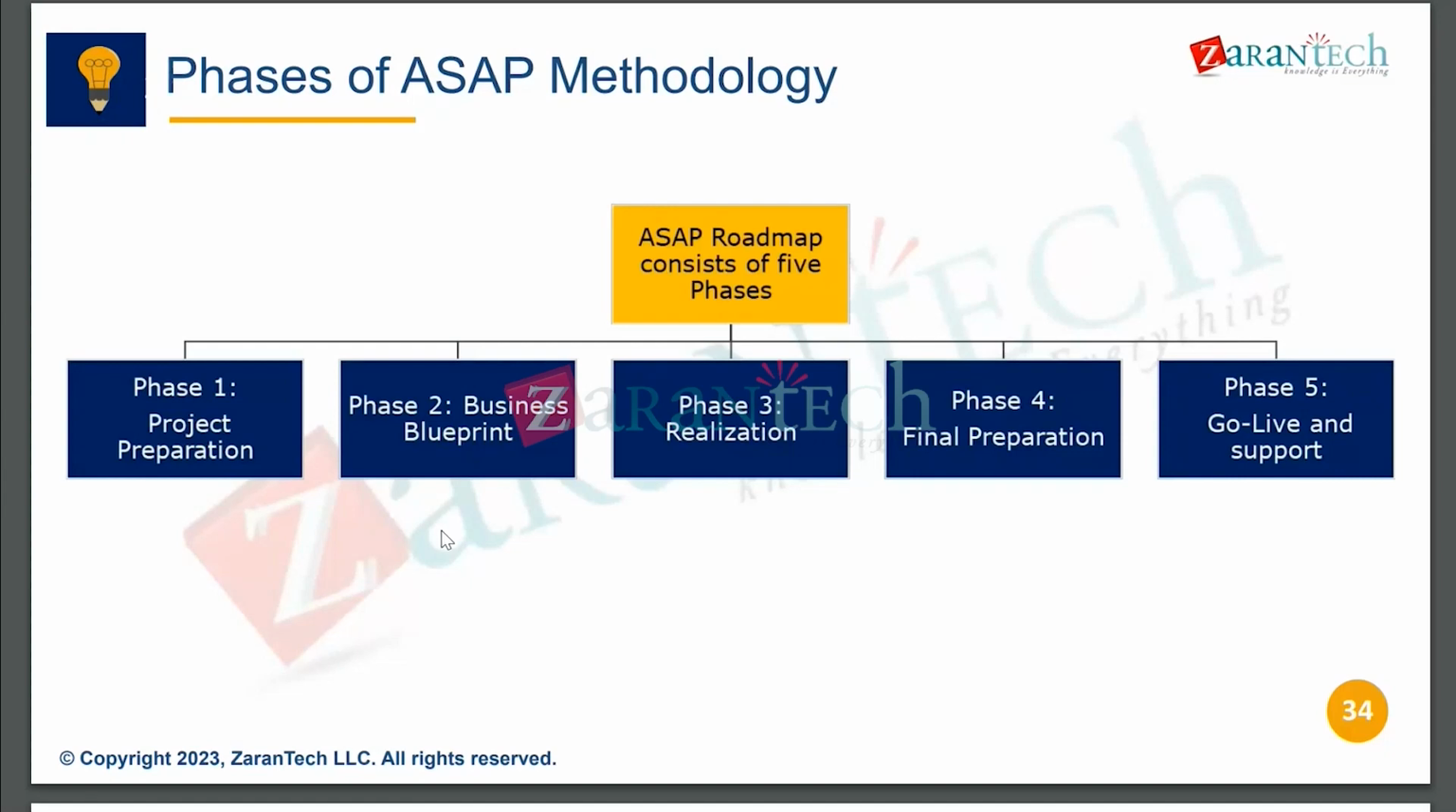So whatever the business blueprint is there, if any changes are happening, at least in the realization phase we can consider. If it is the final preparation, all the requirements will be frozen and we are ready for go live. So whatever the master data, transaction data, and cutover data is required, we will freeze it here and be ready for go live. Then once the final preparation is completed, we'll have a go live.